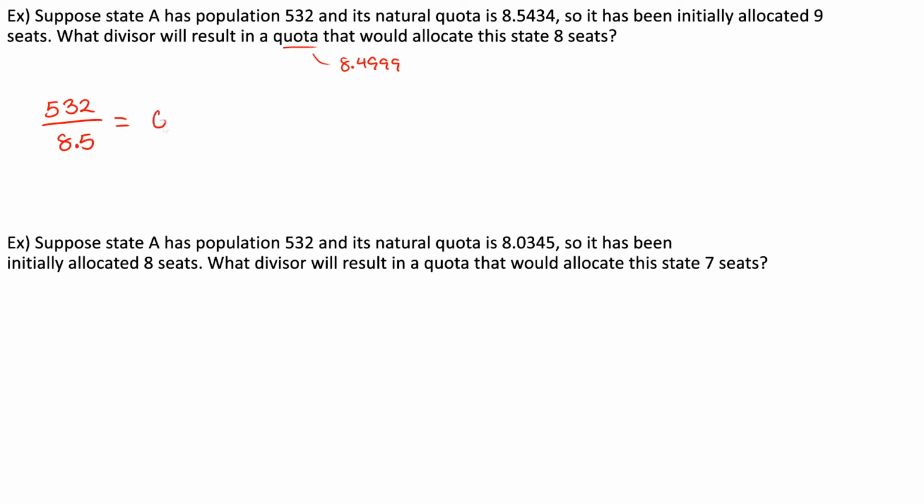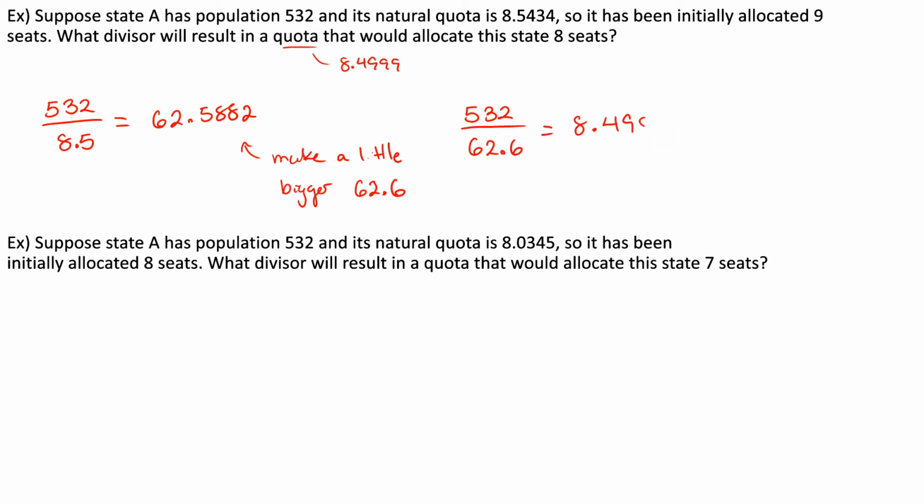And it's 62.5882. But what we could do is take this and make it just a little bit bigger. If we make it a little bit bigger, say 62.6, it's just a tiny bit bigger than this, this should work. So we can take 532, divide it by 62.6, and this gives us a quota of 8.4984, which will round down to 8.